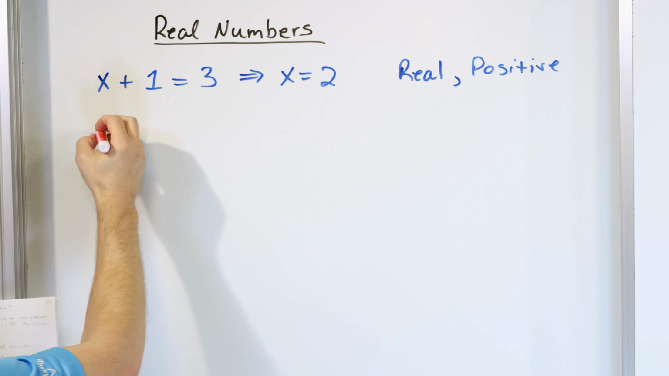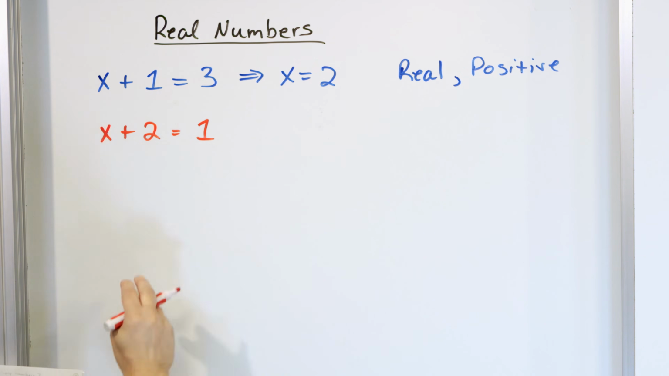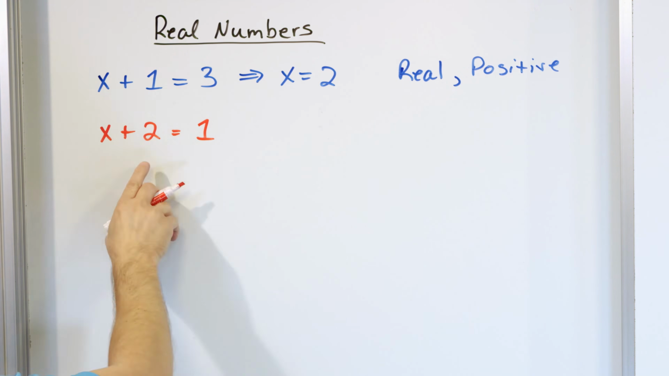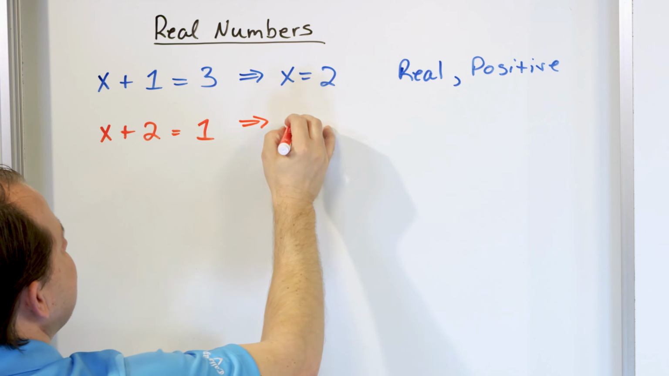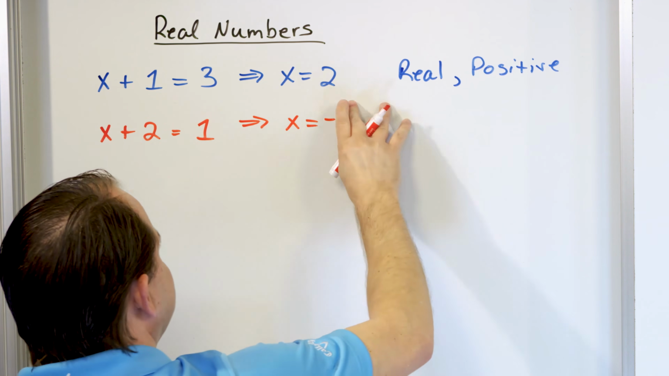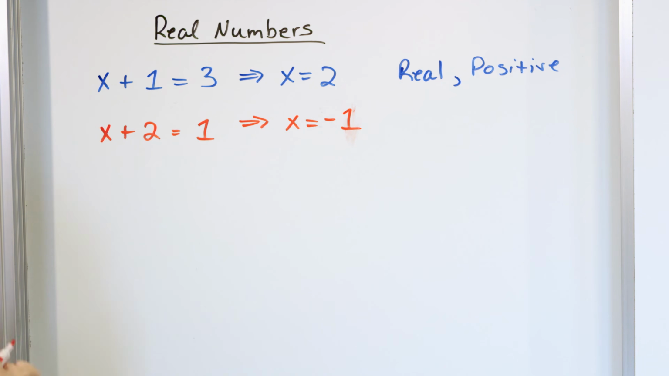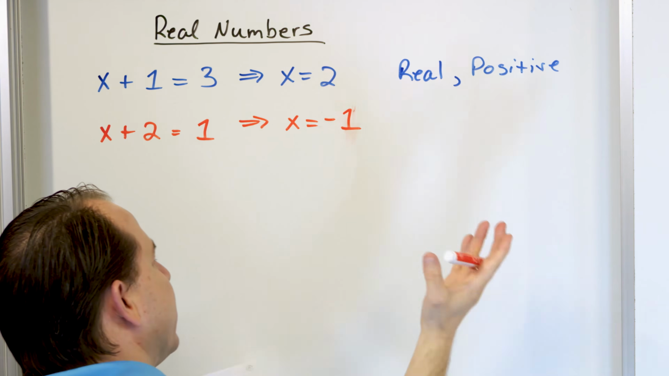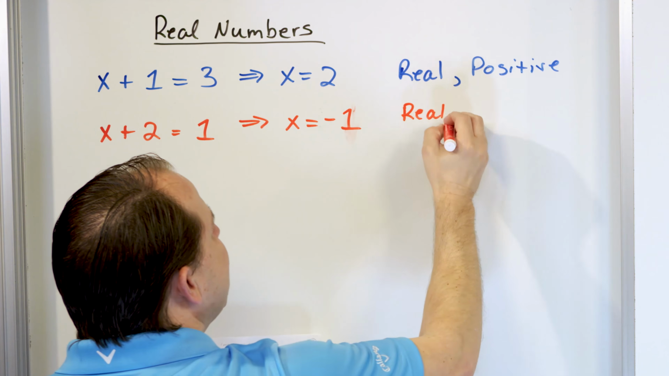Let's pick another kind of equation. Let's say we have x plus the number 2 is equal to 1. Well, this looks the same, but if we solve it, it's slightly different. If we subtract 2, then we'll find out that x is not equal to a positive number. x is equal to, not -2, of course, x is equal to -1. Right? Because -1 plus 2, of course, will give me the 1. Now, this is also a real number. Negative numbers are real as well. However, this one's slightly different. It's a negative number.